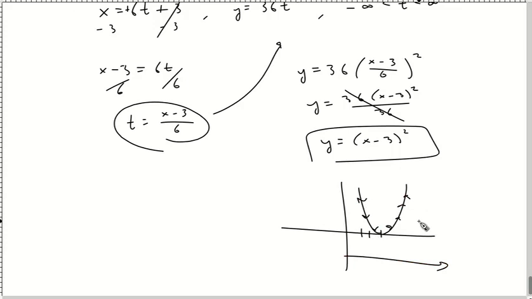Parabola. Okay, I've got actually 2 more problems and we're done. Now this one here is super big. So 10, 5, 33. I've got x is equal to 2 plus 3 sine of t. And I've got y is equal to negative 2 plus 2.